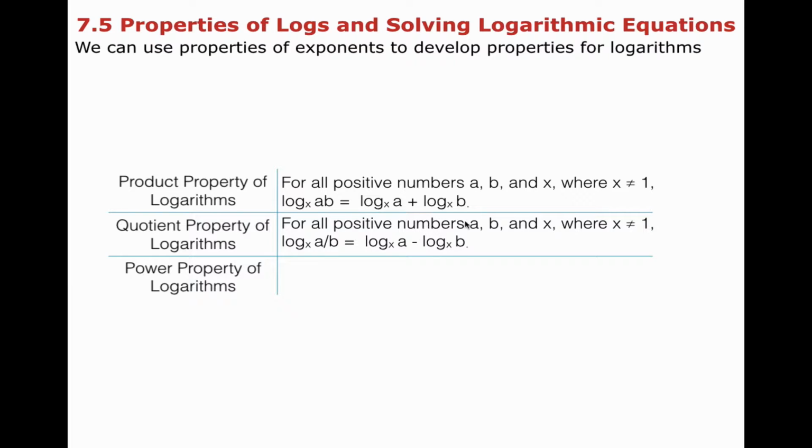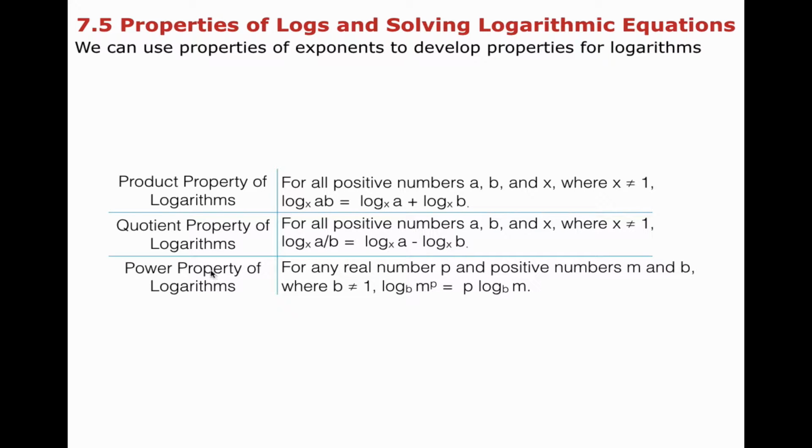Okay, so let's look at the quotient property. For all positive numbers a, b, and x, where x is not equal to 1, the log base x of a divided by b equals the log base x of a minus the log base x of b.